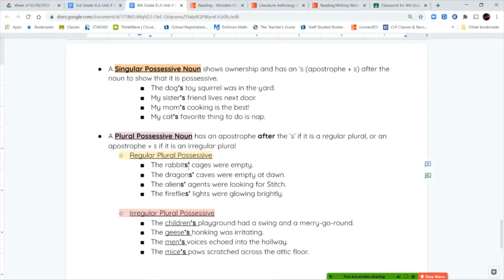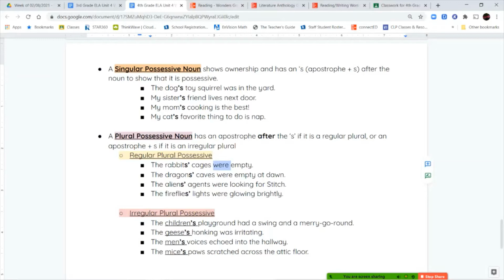So the rabbits' cages were empty. So you see that the word that comes right after it is also plural. That gives you a hint that tells you that your possessive noun in that sentence is a plural possessive. Because if it was one rabbit, it would say the rabbit's cage was empty. So cages and were are both your clue words that tell you that we're talking about a plural possessive. So you know that it has an S and then an apostrophe after it.